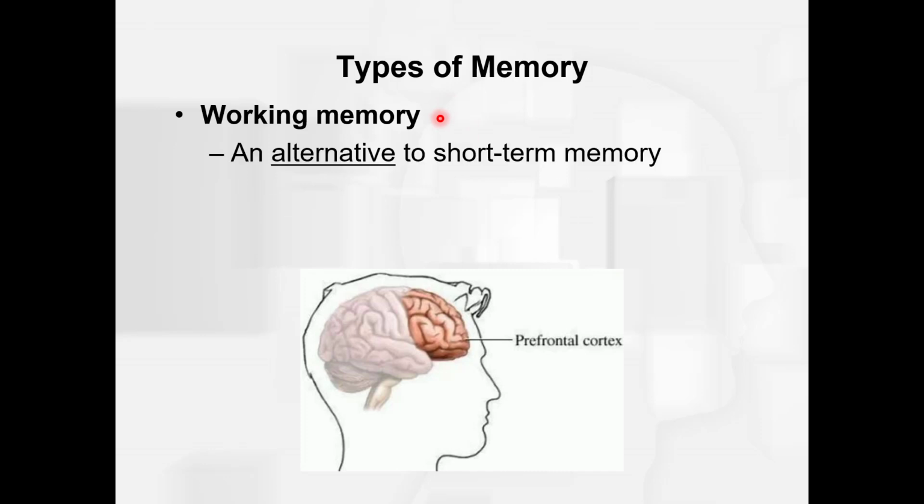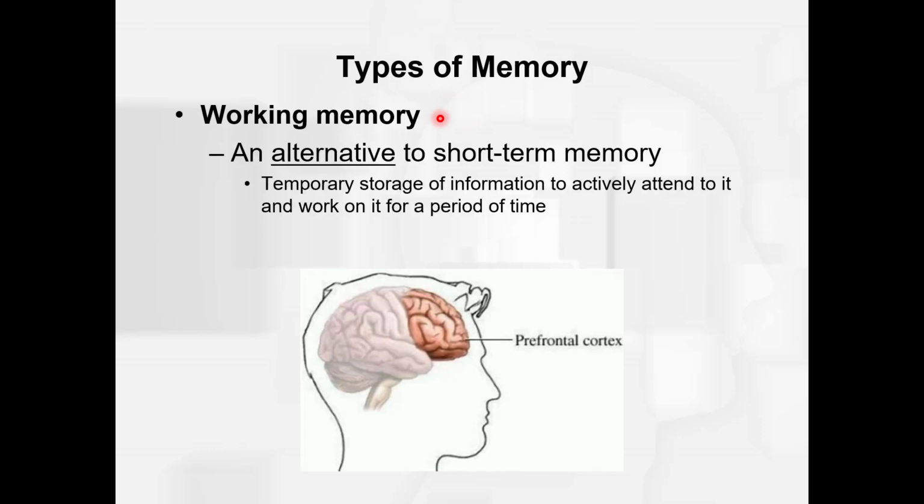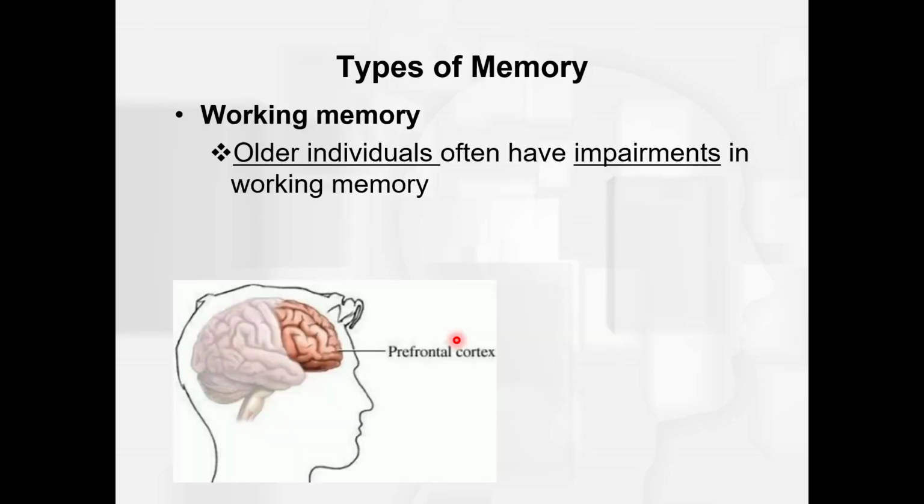Basically what they said was that working memory is the temporary storage of information to actively attend to it and work on it for a period of time. And the area of the brain that's important in the storage of this type of information is the prefrontal cortex. Remember this is the frontal lobe here, and in the frontal lobe we have that prefrontal cortex. Evidence for this is that older individuals often have impairments in working memory, and they also have decreased activity in the prefrontal cortex.